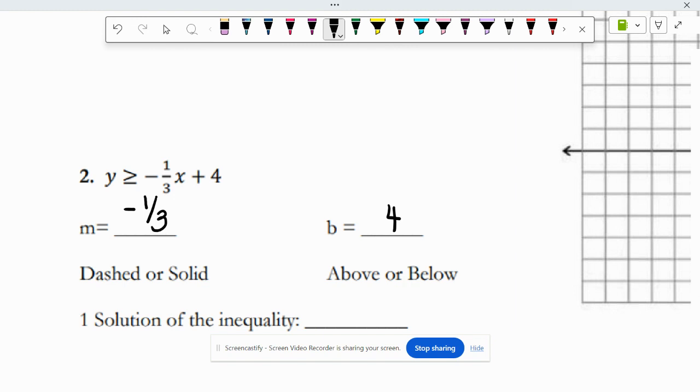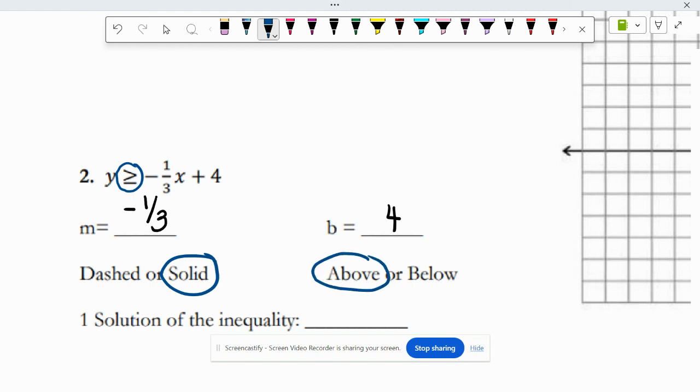All right, looking at the symbol, Justice, when you look at the symbol, greater than or equal to, is that going to provide us with a dashed line or a solid line? Greater than or equal to. When you look at this inequality symbol right here. Solid, good job. Circle the solid. It's greater than, Hayden. Are you going to shade above or below? Above.